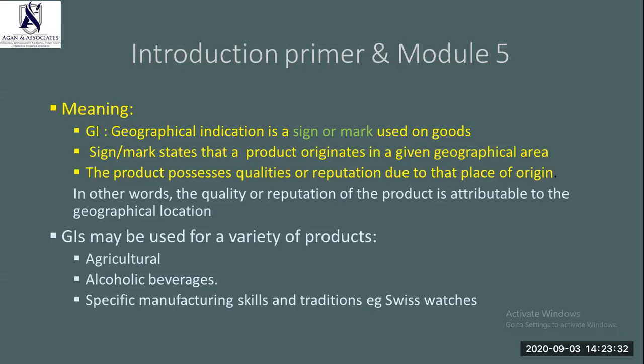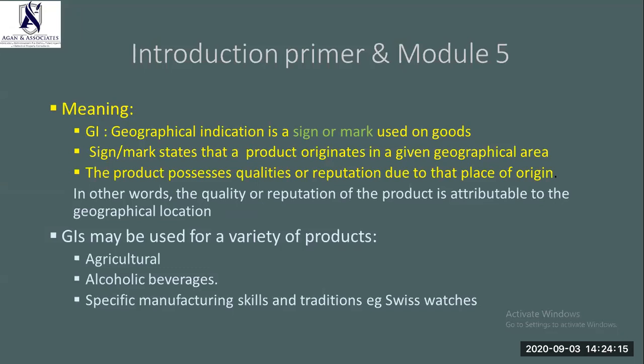And geographical here simply means location, the place, and specifically a specific place. So it's not about a place like Kenya, but it is a specific place within Kenya, for example, or a specific place in India, a specific place within Mexico. So that's really what differentiates, to begin with, a trademark from a geographical indication.